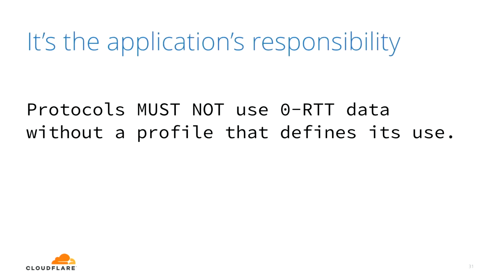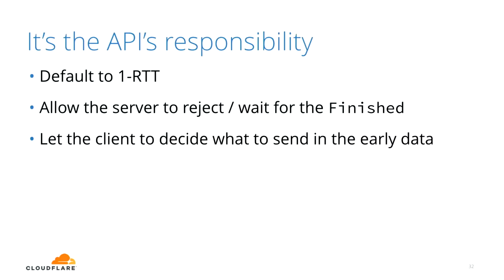But anyway, whatever countermeasures we deploy, unless we can keep global state across the servers, we have to inform the application that this data might be replayed. The spec knows this. So the TLS 1.3 spec explicitly says protocols must not use 0-RTT without a profile that defines its use, which means without knowing what they're doing. This means that TLS stack APIs have to do one round trip by default, which is not affected by replays, and then allow the server to call some APIs to either reject or wait for the confirmation, and to let the client decide what goes into this dangerous replayable piece of data.